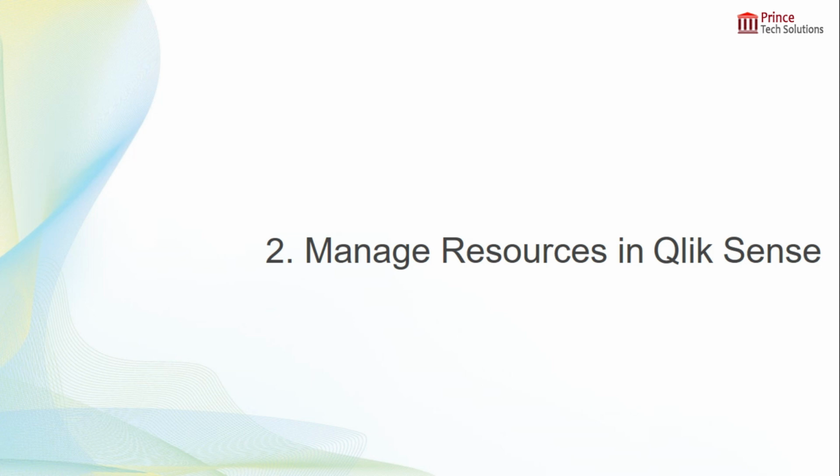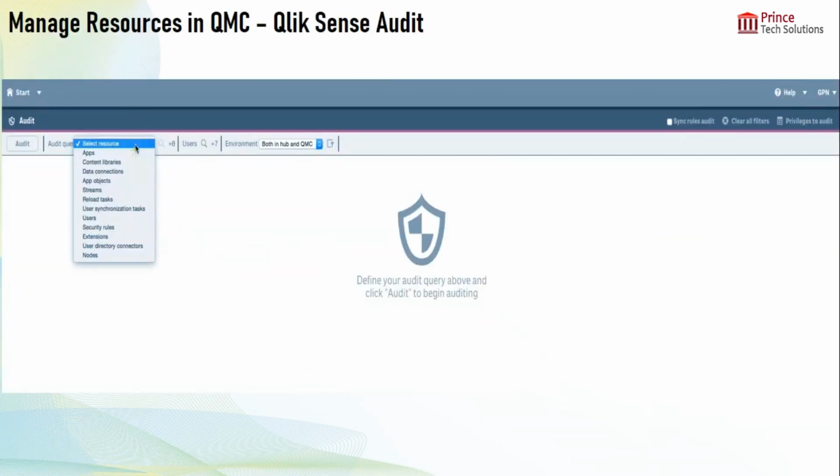The second group of the Qlik Sense is manage resources. We have done with manage apps. Next is manage resources. In manage resources, we have multiple subsections or modules. The first one is Qlik Sense audit.